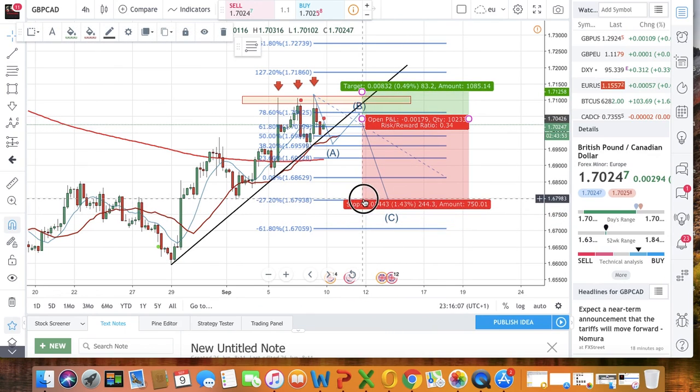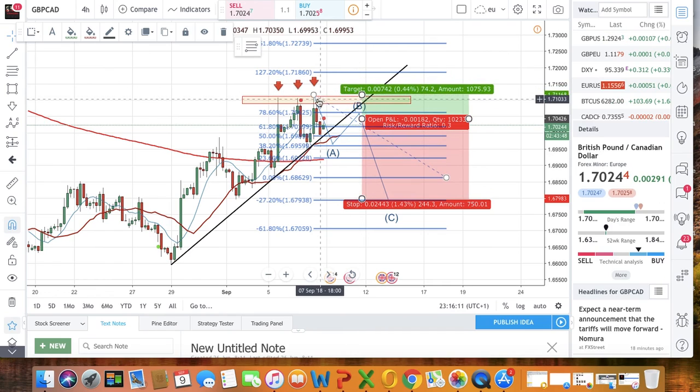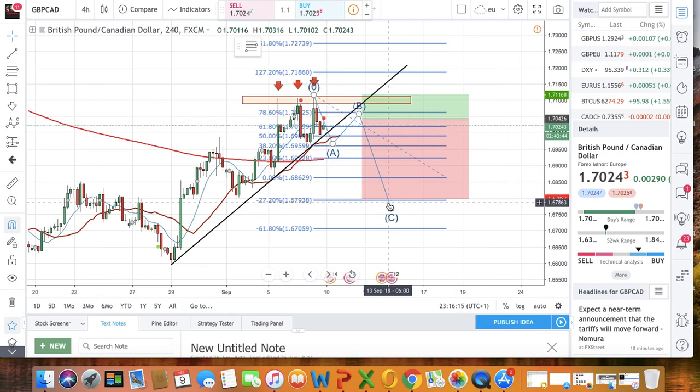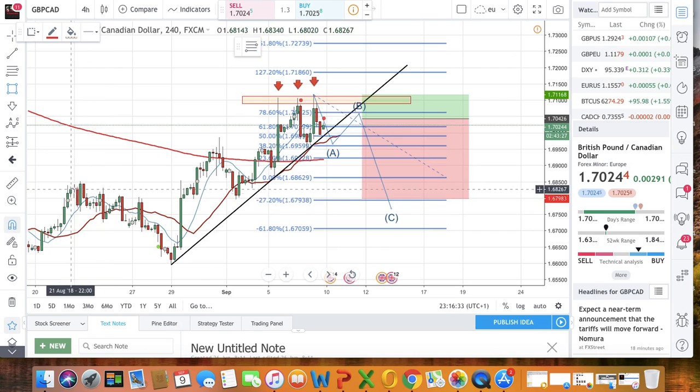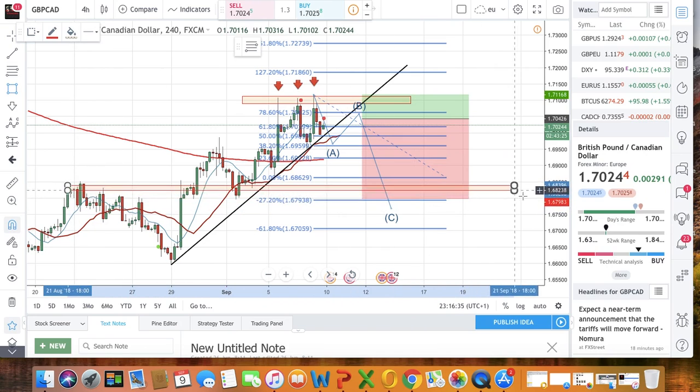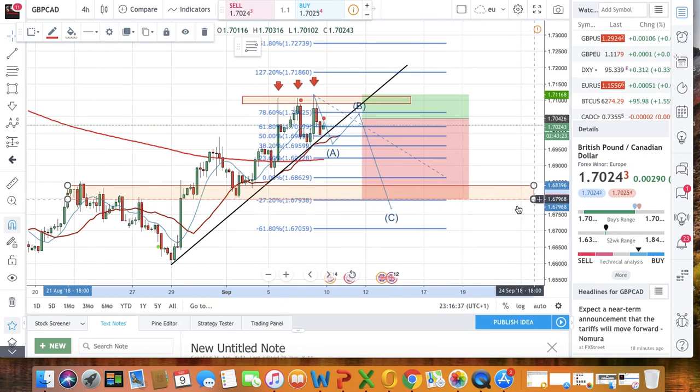I think that we should have our stop loss reduced just slightly above last week's resistance zone, so 74 pips, and I would take profit at this minus 27 fib, which is the daily support of 1.6793. So you can see here, daily support right there, highlighted.